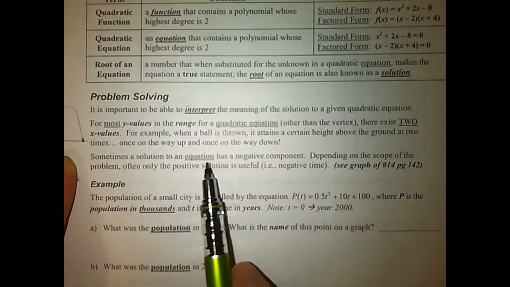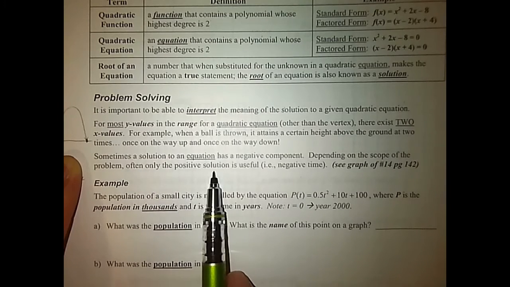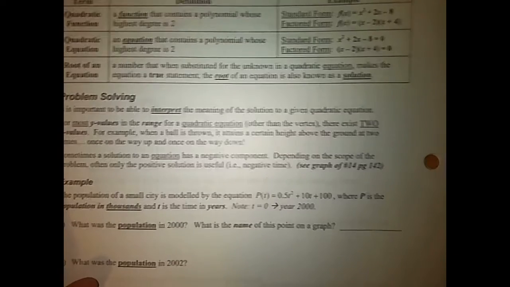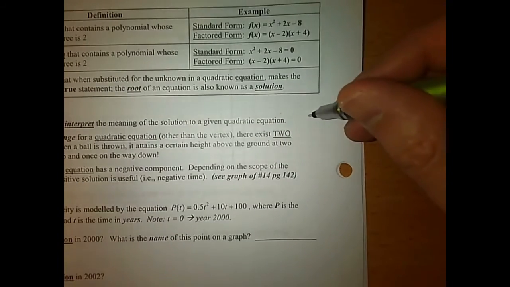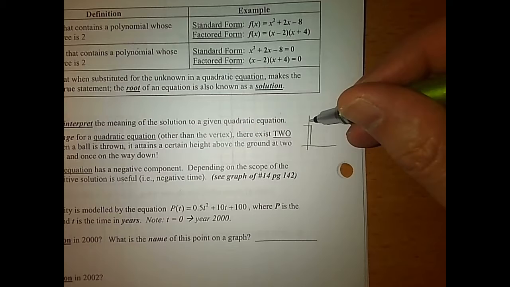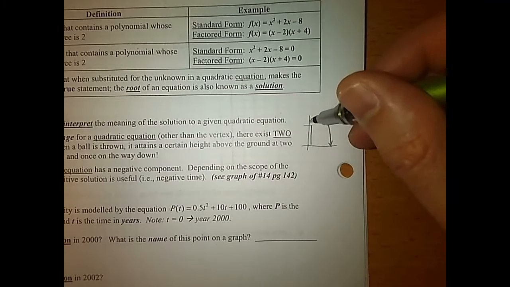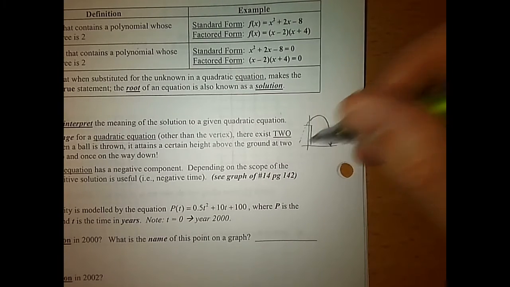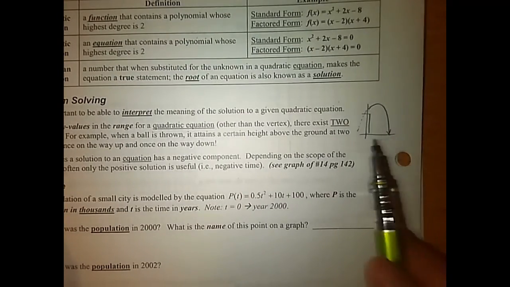Sometimes a solution to an equation has a negative component, but depending on the scope of the problem, sometimes only a positive solution is useful. So, for example, the question that we get a lot, from the last chapter, is if the person is on the roof of a building and they throw a ball off the building, how long before the ball reaches the ground? There's a negative component here, but we don't count it because we're going to have a negative time there. That's an example where sometimes we have to have a restriction on what's available for the domain here.